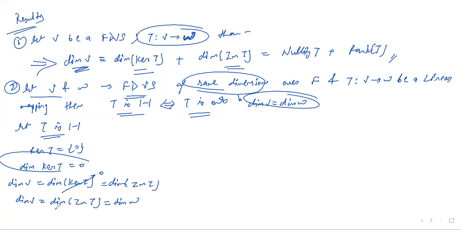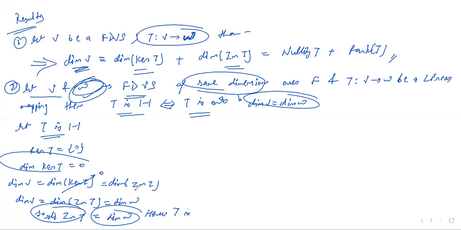As the image of T is always a subspace of W, from this we can see that the dimension of the image of T is equal to the dimension of W, as these both have the same dimension. So from this we can say that my mapping T is onto, as every element in the vector space W has its pre-image, because the image set and the vector space W have the same dimension.